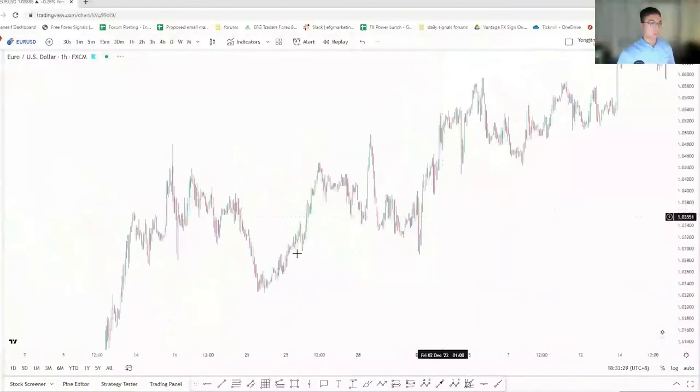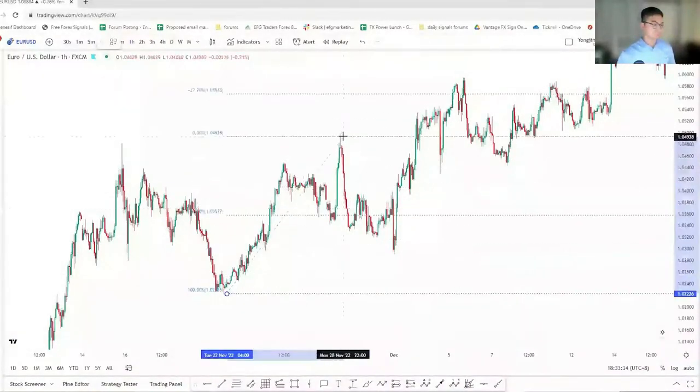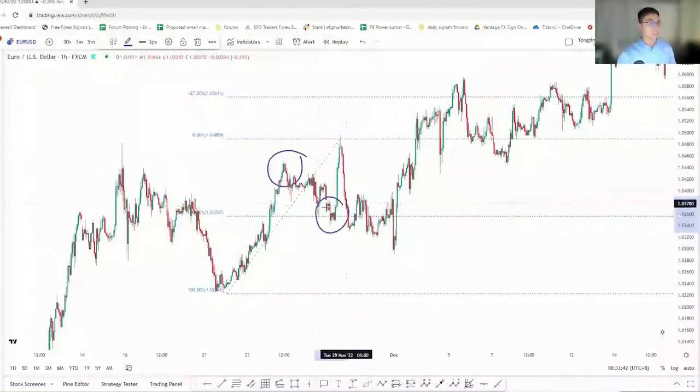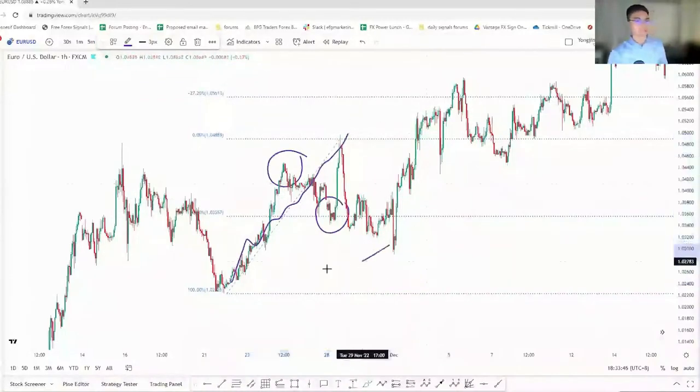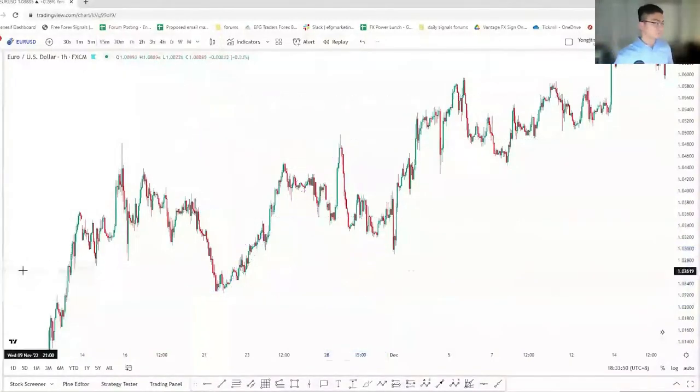Okay, this is quite nice. Okay, let me draw. Is it good enough? Okay, it's actually not good enough. Why is this not valid? This is not a nice Fibonacci line because price actually deviated quite far away from this trend line right there. So this is not a good example. So let us move on.